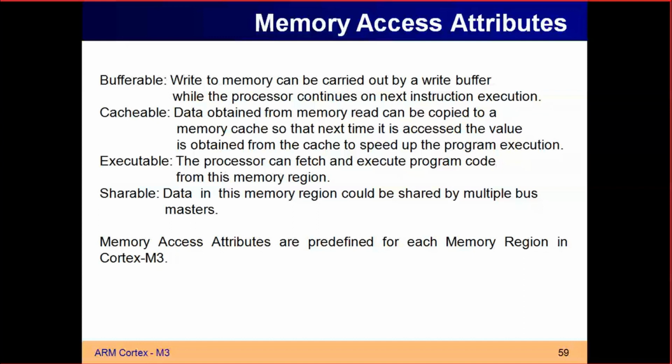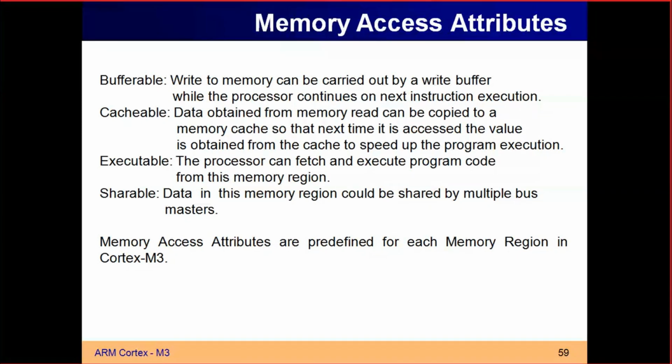Then when do you call a memory as having the executable memory attribute? If a memory is capable of storing, for example, program code which can be executed, then such a memory location is known as having the executable memory attribute. So if you want to store the program, you should store it in a memory which has the executable access attribute. Then the last one is the shareable attribute.